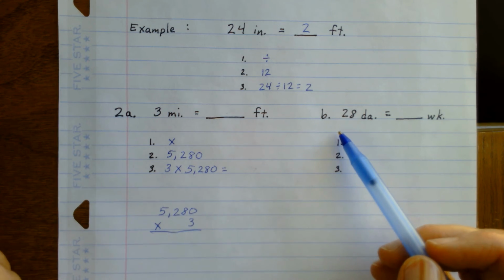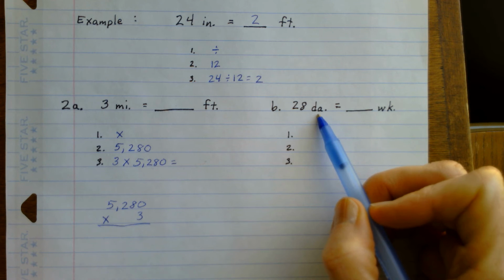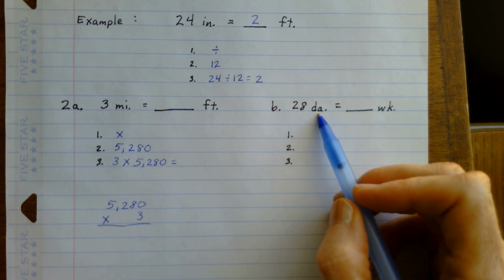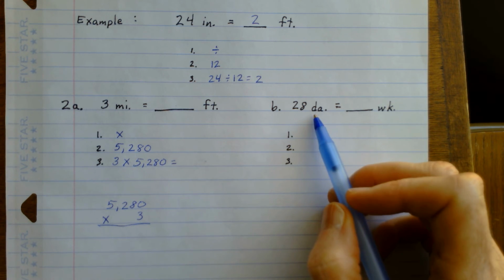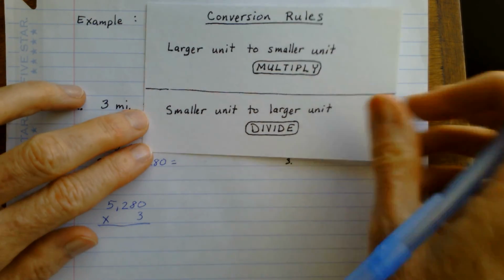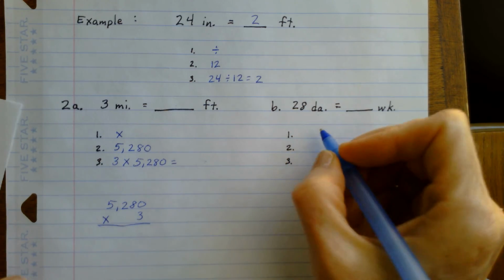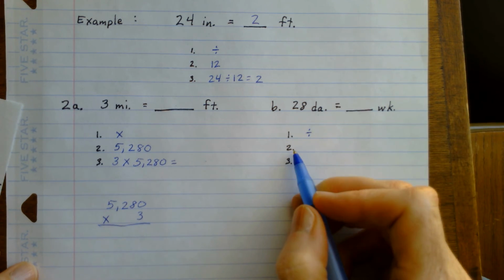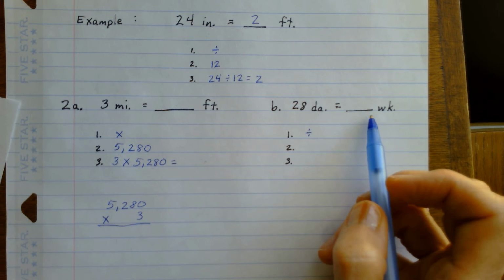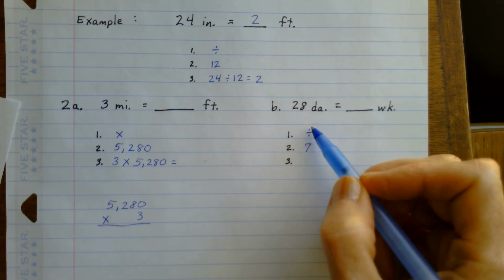Okay, jump to 2B for now. So we're going from 28 days to how many weeks? So days are smaller than weeks. So I'm converting from a smaller unit to a larger unit. And the rule is smaller unit to larger unit, divide. So I just did step 1. I figured out I'm going to divide. And step 2, by how much? How many days are in a week? Fortunately, I have that memorized. I don't need to look that up. There's 7 days in a week, so I just put that here. Now I know, divide by 7.